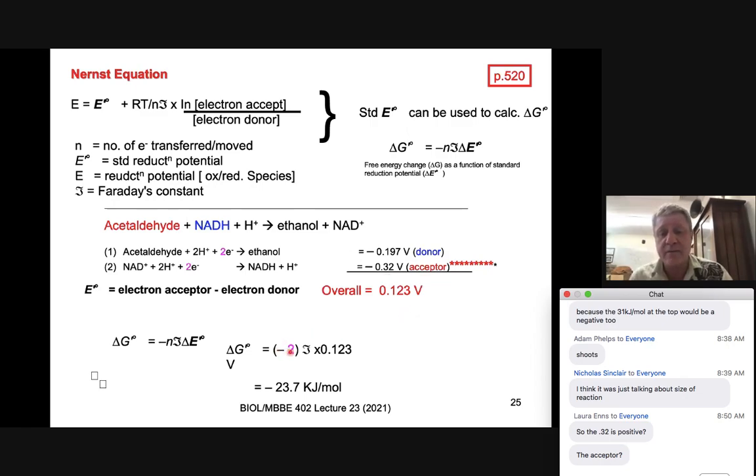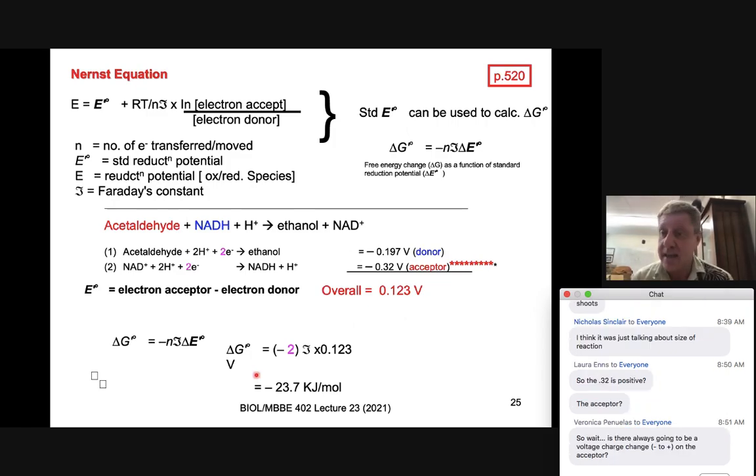So here we have negative 2 times Faraday's constant times 0.123 volts, which will give us negative 30.7 kilojoules per mole, indicating that this reaction, if we have the acetaldehyde, NADH, and a source of electrons, and the enzymes appropriate to transfer those through safely to produce ethanol and NAD+, is going to be an energetically favorable reaction, exothermic, exergonic, and giving us minus 23.7 kilojoules per mole.